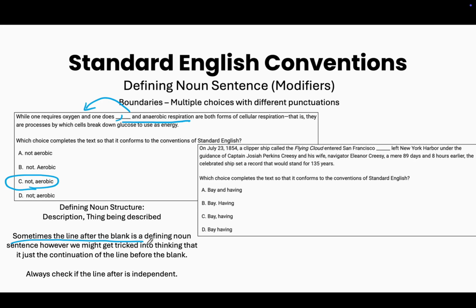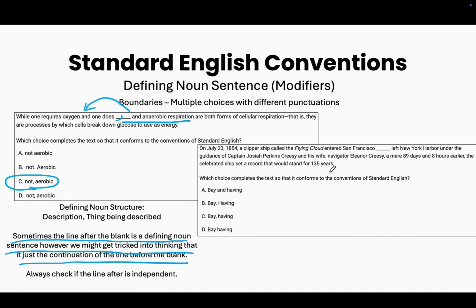Sometimes the line after the blank is a defining noun sentence. However, you might get tricked into thinking that this is just a continuation of the line before the blank. So what do I mean by this? Let's take a look at this question over here. It says, on July 23rd, 1854, a clipper ship called the Flying Cloud entered San Francisco Bay, having left New York Harbor under the guidance of Captain Josiah Perkins Creasy and his wife, navigator Eleanor Creasy. A mere 89 days and 8 hours earlier, the celebrated ship set a record that would stand for 135 years.